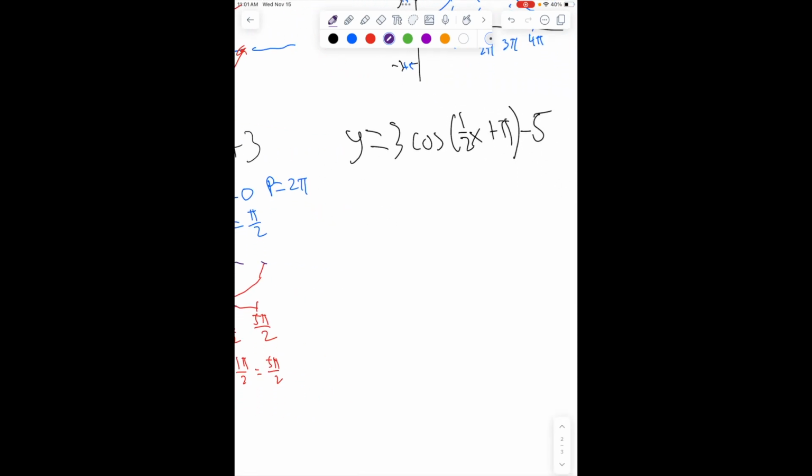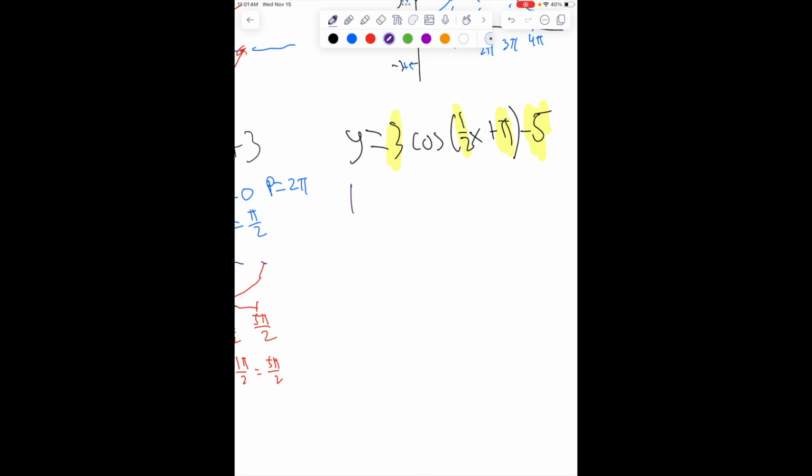Last example. Y equals 3 cosine of (1/2 x plus pi) minus 5. This is the most intense one we've done. We've got an A change, a B change, a C change, and a D change.